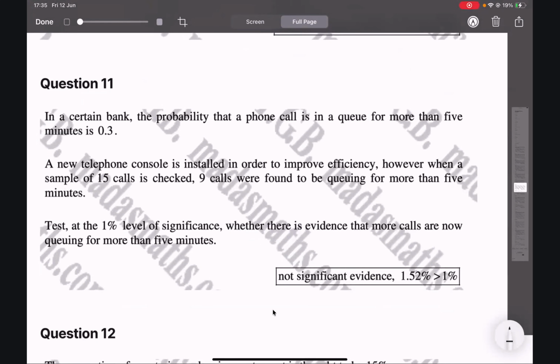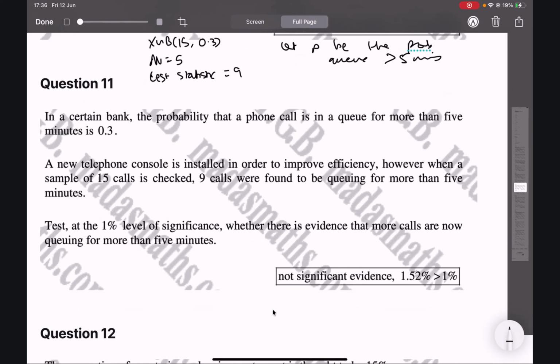It's going to be 15 and 0.3. The mean is 5. The statistic is 9. And there's just one more thing, P is the probability of what? It'd be the probability that it's queuing for more than 5 minutes. Cool. And on my sketch, I've got the 5 and the 9 over there. So we're working out that stuff. So what should I work out?